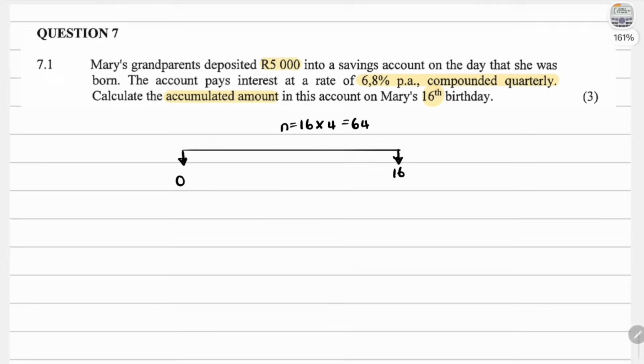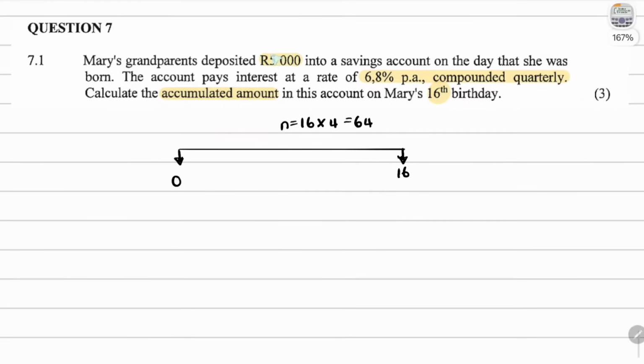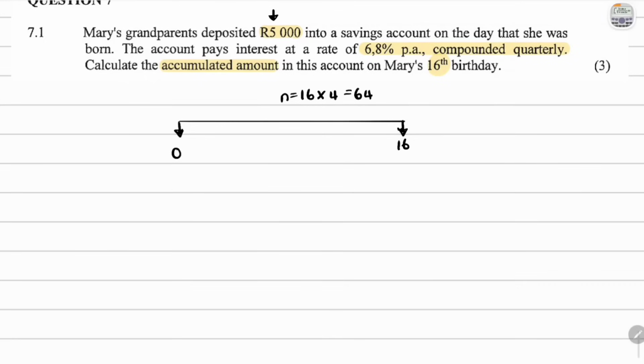Okay, so we can see that this is a case of compound growth. Money is being deposited once and then it grows for 16 years or 64 quarters. So we're going to use the compound growth formula, which is A equals P times (1 plus i) raised to the power of n. You can see that we are looking for the accumulated amount, A. P is the amount that was deposited or invested. They deposited 5,000 Rand, so that's 5,000. And then 1 plus the interest, which is 6.8%.